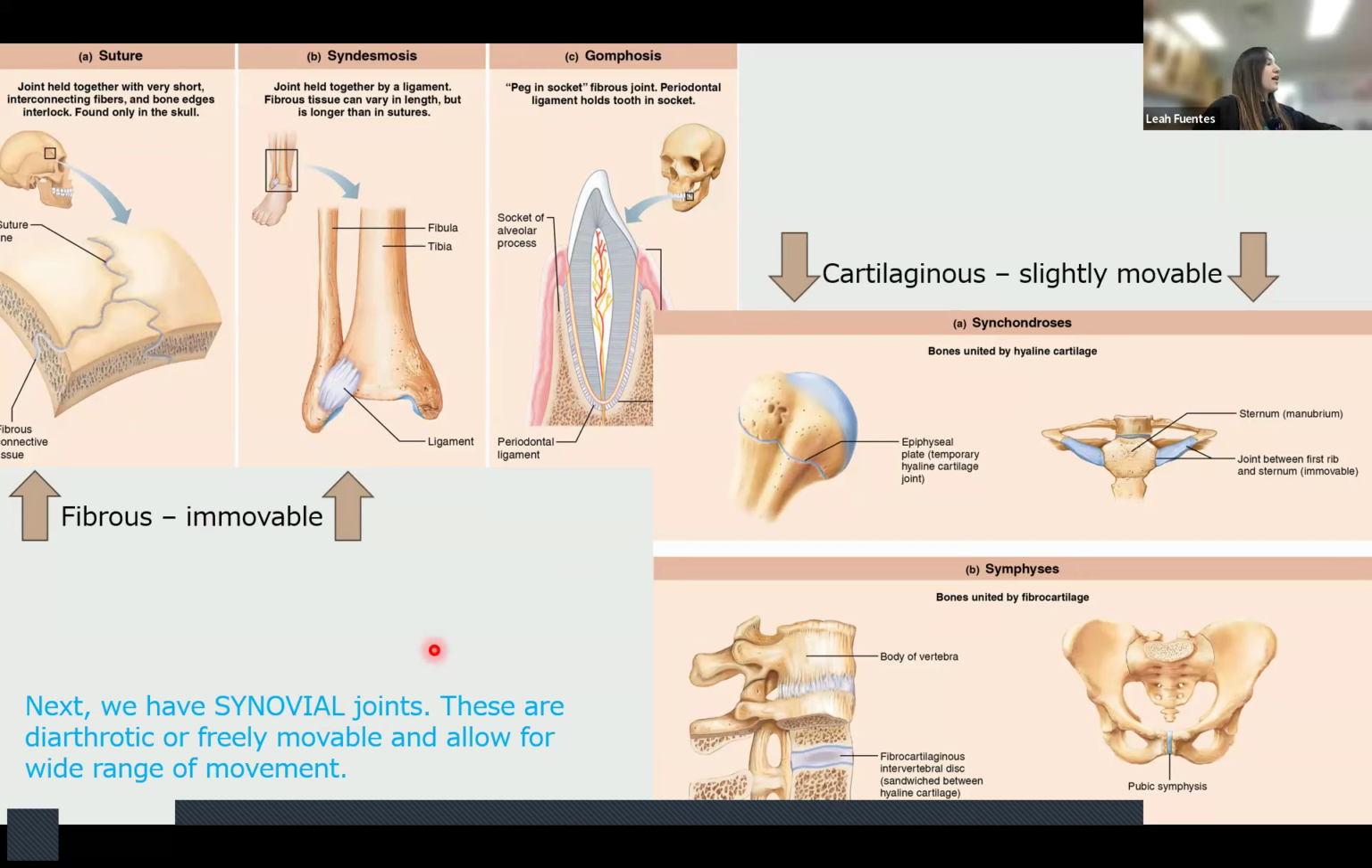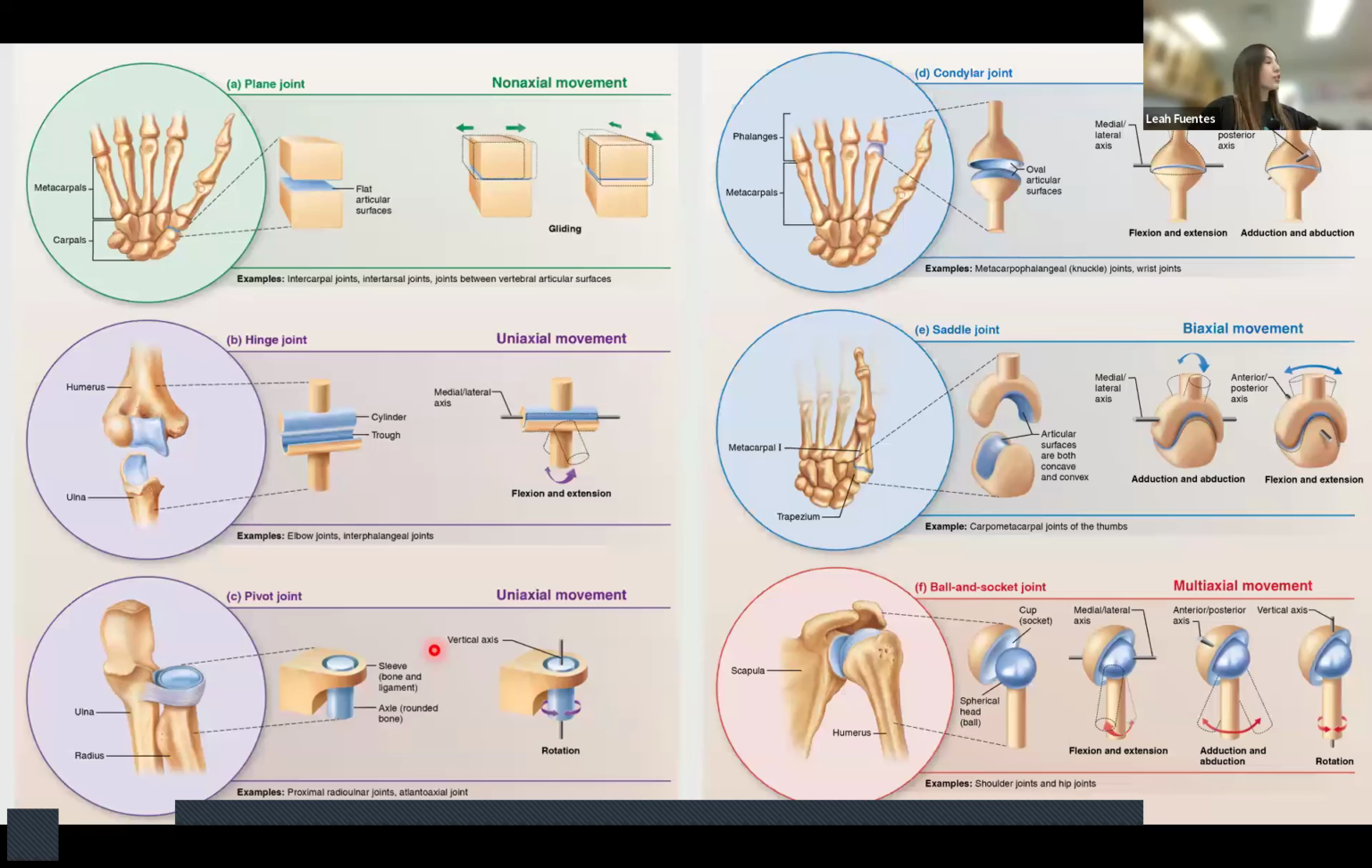And then next we have synovial joints. These are diarthrotic or freely movable and allow for a wide range of movement. So again, synovial. And then we have 6 types of synovial joints that we talk about. We have plane joints, hinge, pivot, condylar, saddle, and then ball and socket joints. I did talk about this a lot in our lecture review, so I'm not going to go over it again completely because that is something we already did cover.